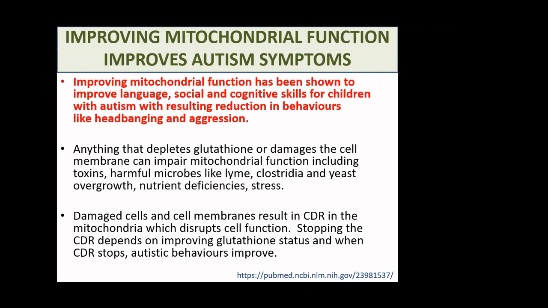Damaged cells and cell membranes result in CDR. CDR is the cell danger response, how the cell responds to danger. It's actually a stress response. We have a stress response for the body, and each cell also has its stress response, which is called the cell danger response. The damaged cells and membranes result in this response, which disrupts cell function, just like stress disrupts our overall function. Stopping the CDR depends on improving glutathione status, and when CDR stops, autistic behaviors improve.